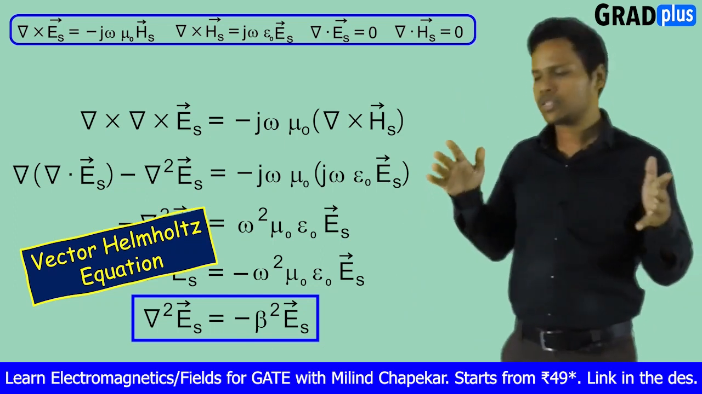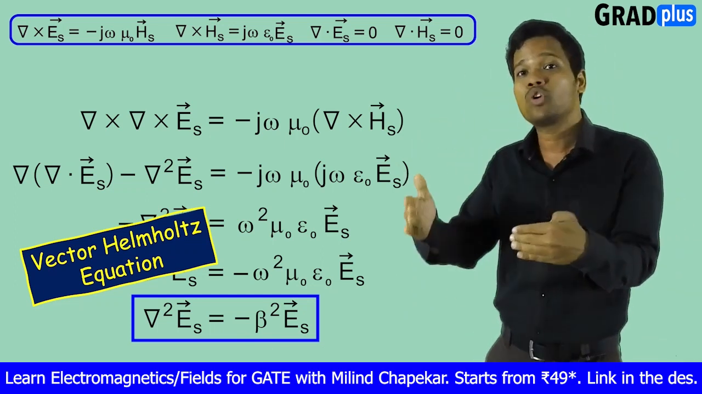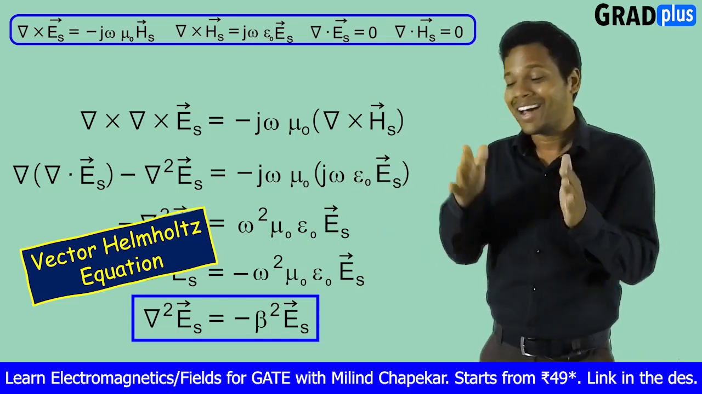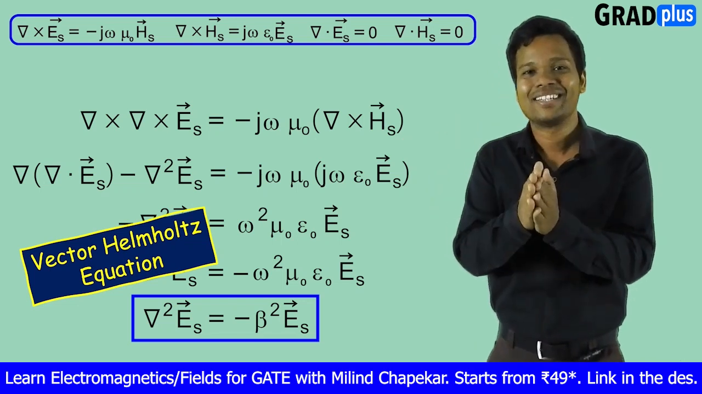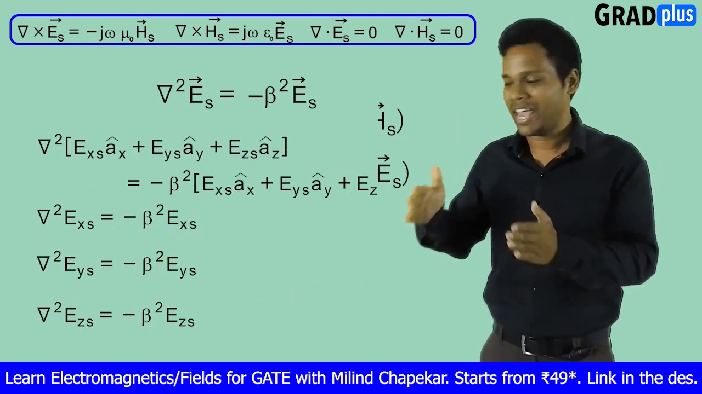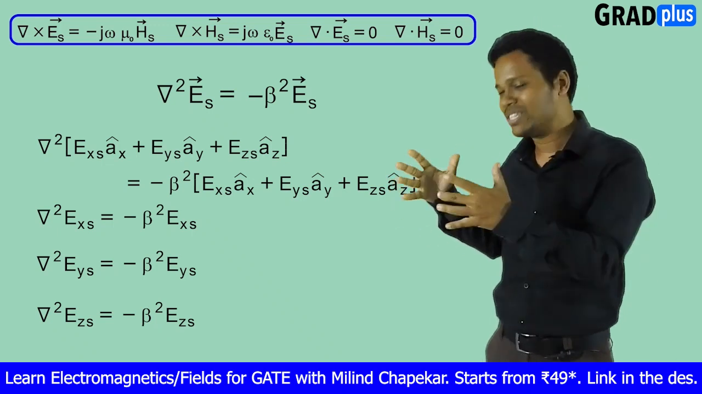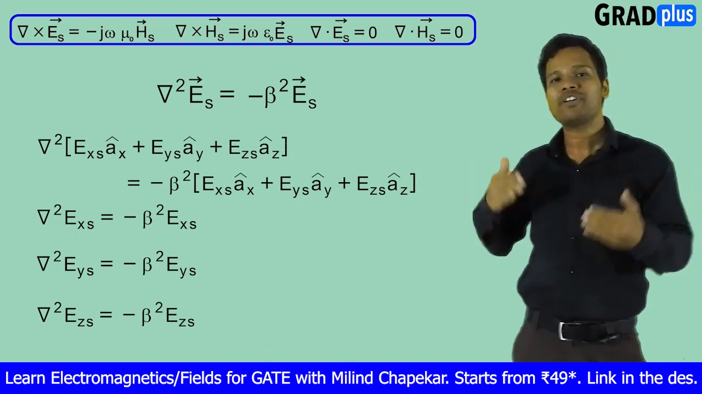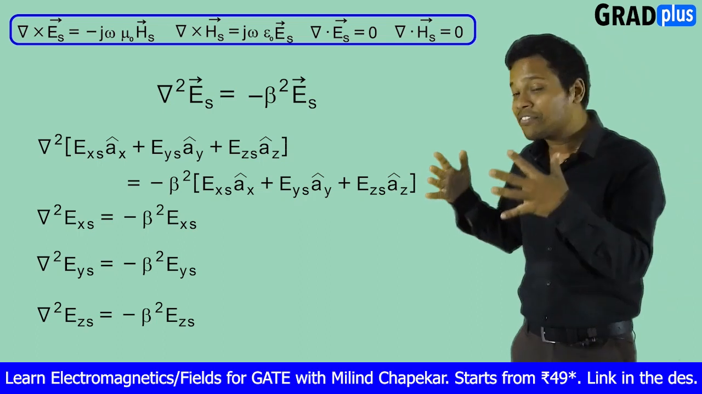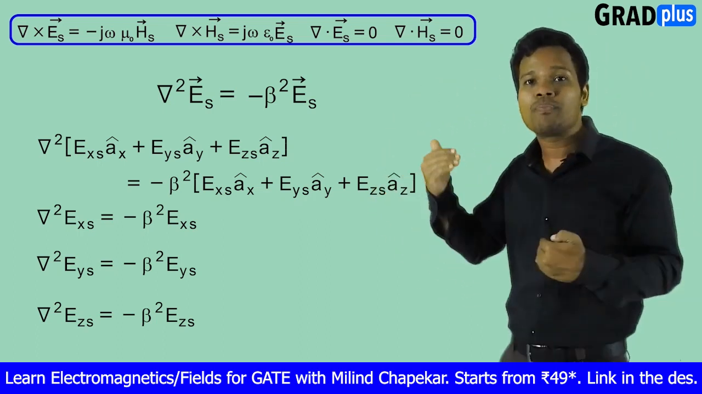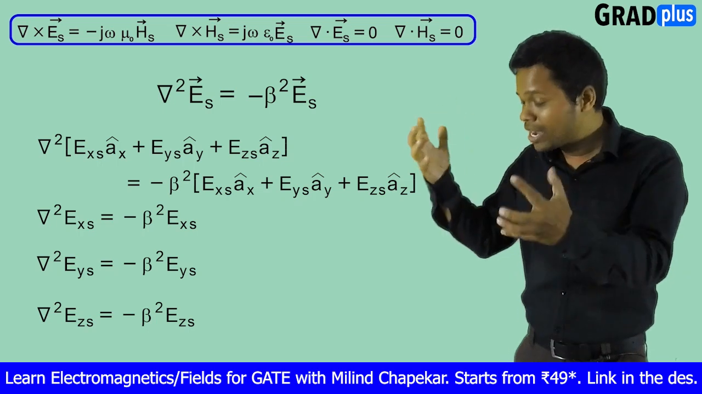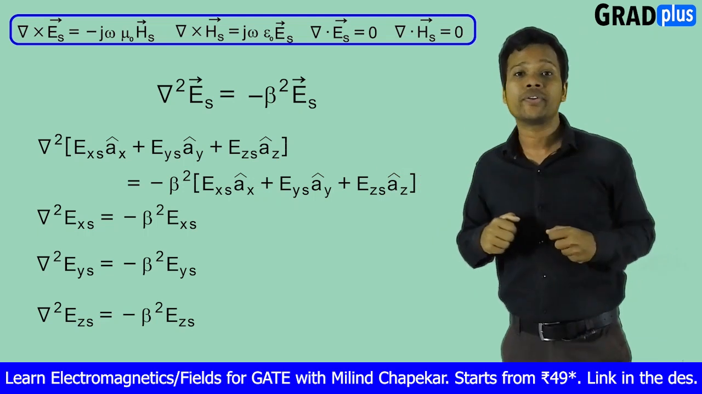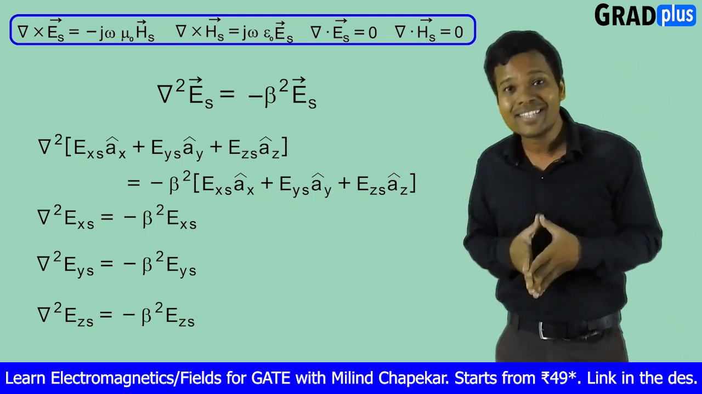Next, after getting this vector Helmholtz equation, what do we do in our derivation? If you remember, we write this vector field E in terms of its constituent components, x component, y component, z component, as you can see from the screen. Yes or no? And after that, we compare both sides of the equation and compare the coefficients of unit vector Ax, the coefficients of unit vector Ay, and the coefficients of unit vector Az.